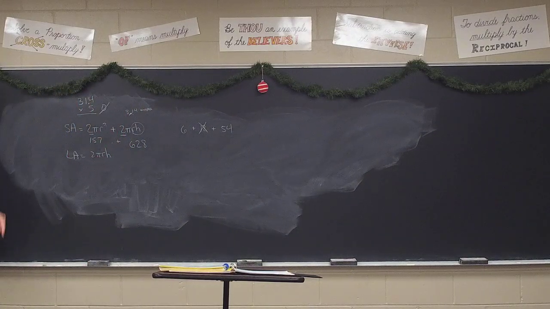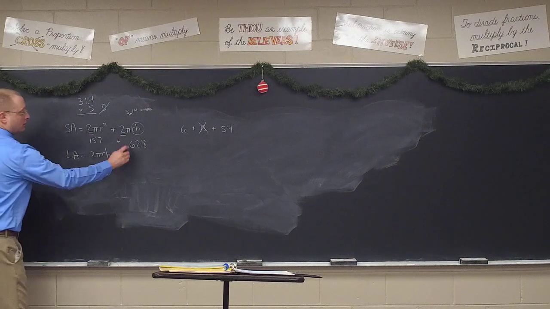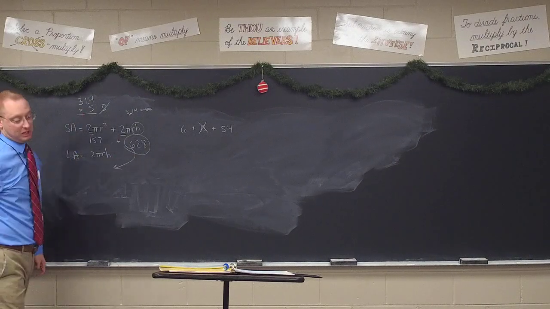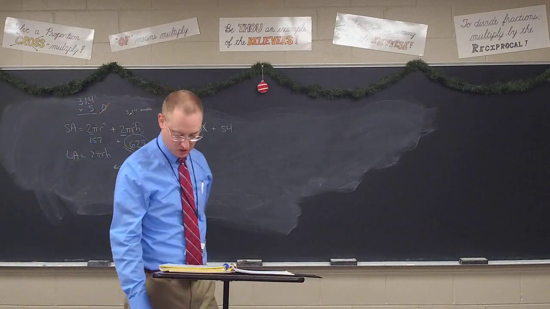But we've already done the lateral area. We don't need to redo it, Corey. We already have it on the chalkboard. 628 meters squared. Approximately 628 meters squared is correct.